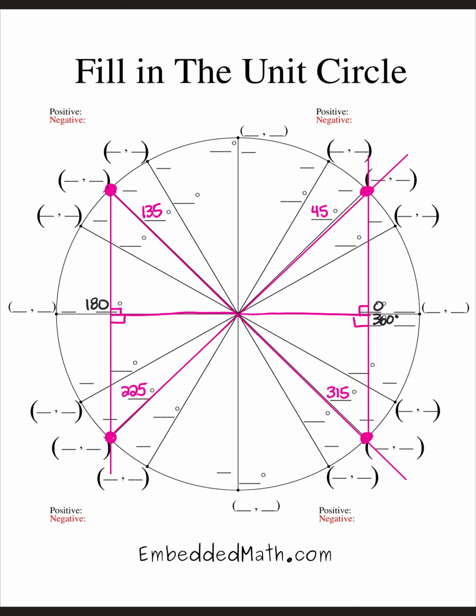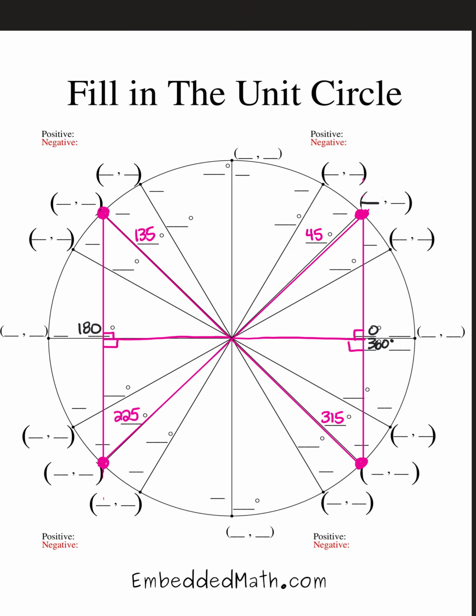The next thing I want to do is look at the ordered pairs. So once again, the ordered pairs go back to figuring out your height, which is your y-coordinate, and your length, which is your x-coordinate. So if we think about how we found the height, that was finding how high above the x-axis we are. That was our sine coordinate, or our sine value.